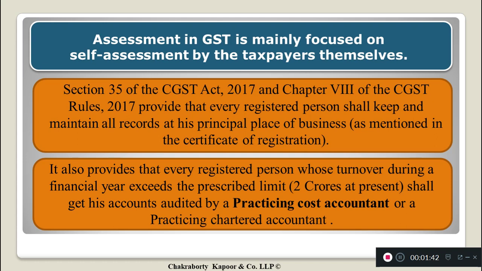Section 35 of the CGST Act says that every registered person shall keep and maintain all records at his principal place of business. Here you need not be confused about the principal place of business, as it is the place of business which is mentioned in your certificate of registration. It also says every registered person whose turnover during a financial year exceeds the prescribed limit, which is as of now 2 crores, shall get his accounts audited by a practicing cost accountant or a practicing chartered accountant.